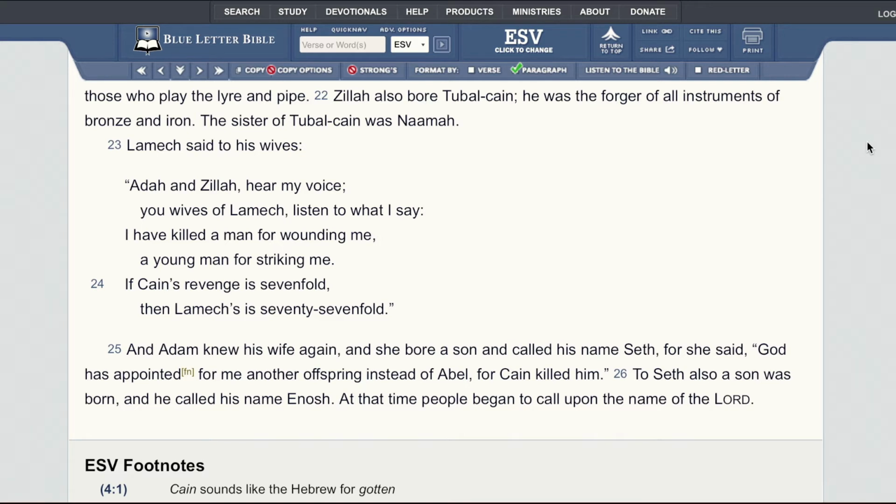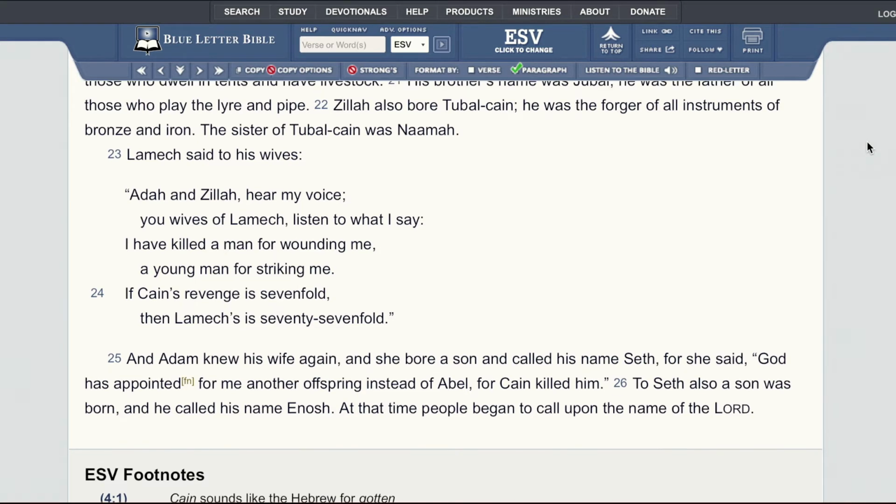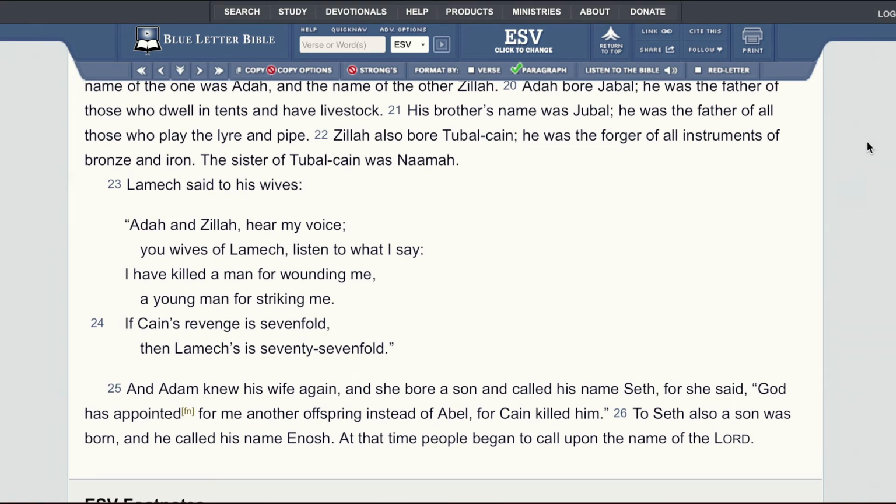And Adam knew his wife again, and she bore a son, and called his name Seth, for she said, "God has appointed for me another offspring instead of Abel, for Cain killed him." To Seth also a son was born, and he called his name Enosh. At that time, people began to call upon the name of the Lord.